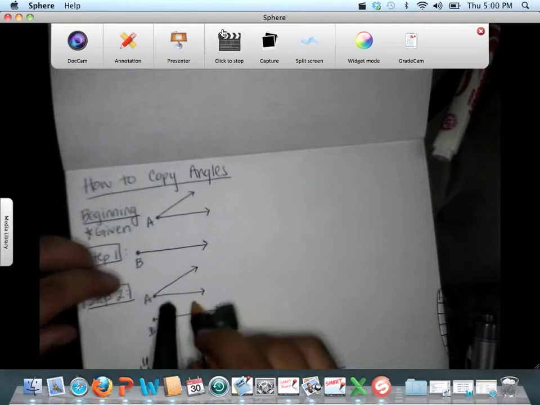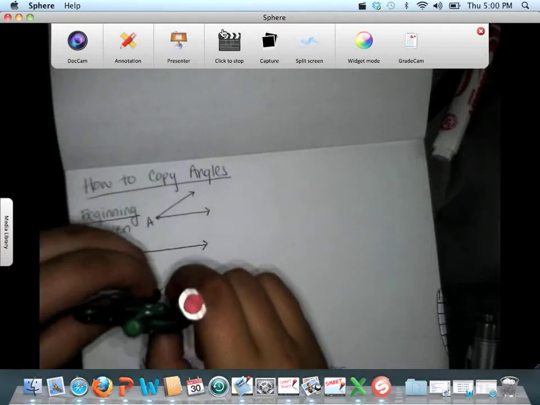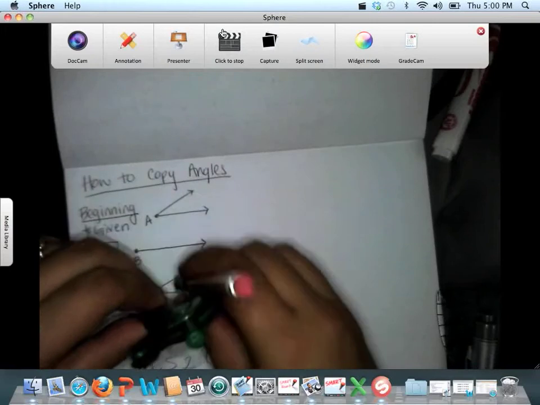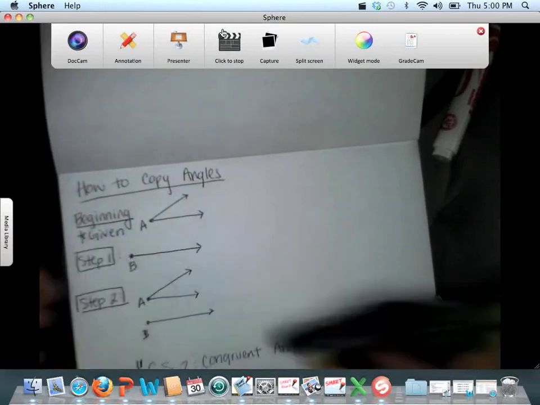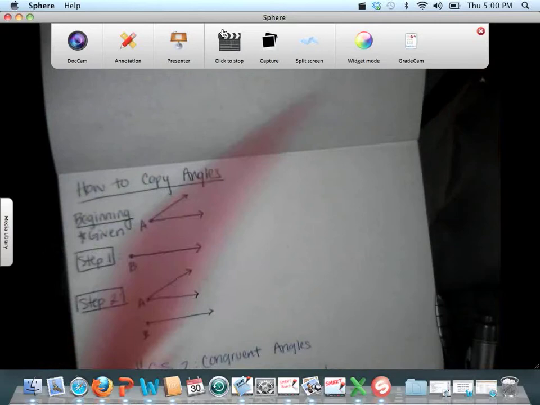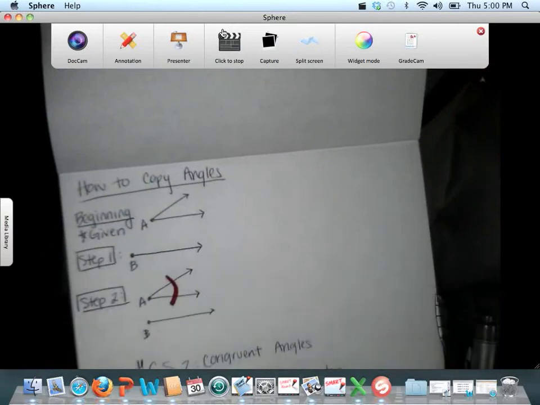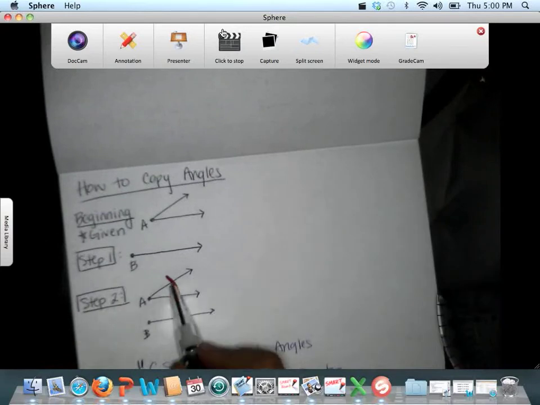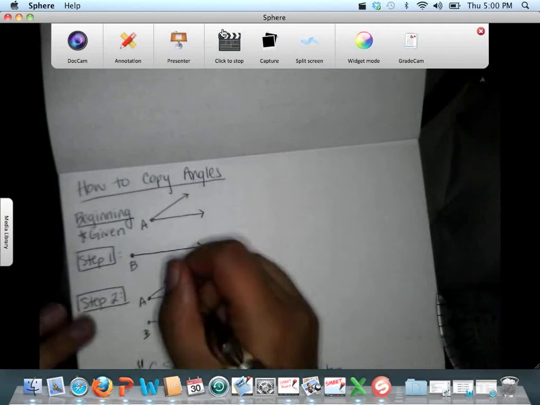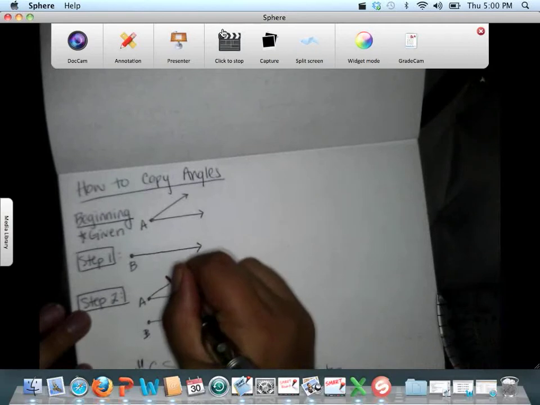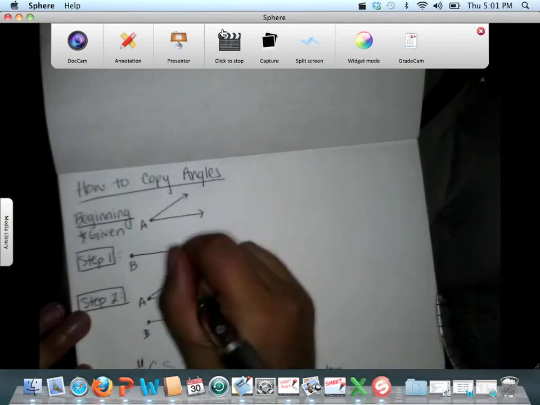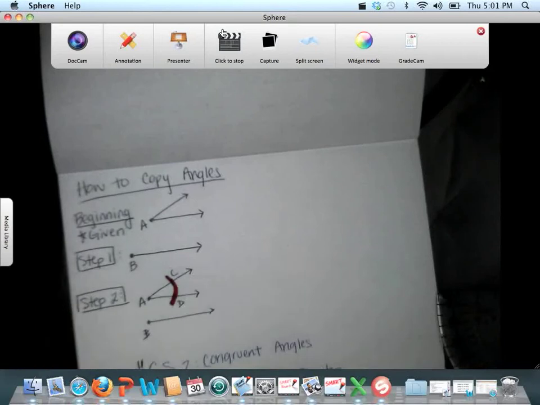You put it on here, and you swing it so it makes part of a circle. I know it's hard to see, so I'm just going to use my colors. It ends up making an arc like so, and by creating this arc, it creates two intersections. We're just going to label those C and D.